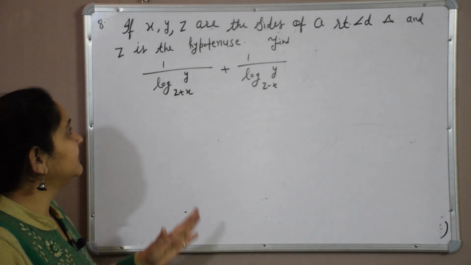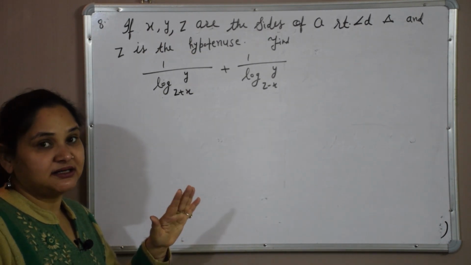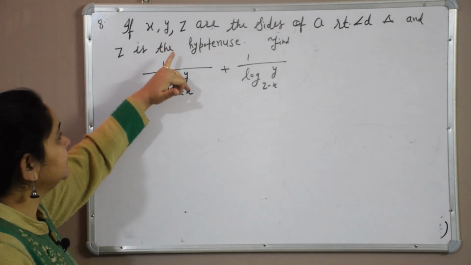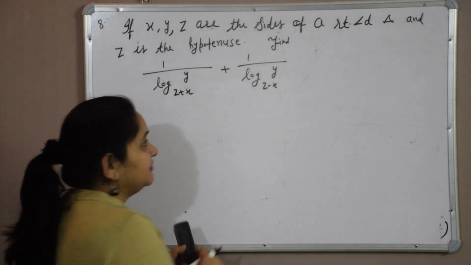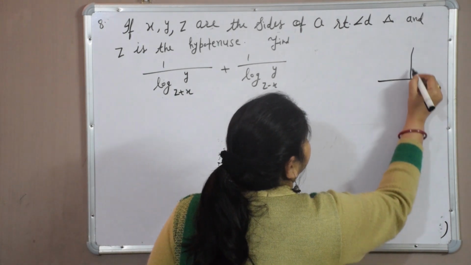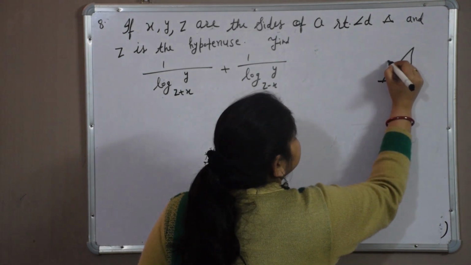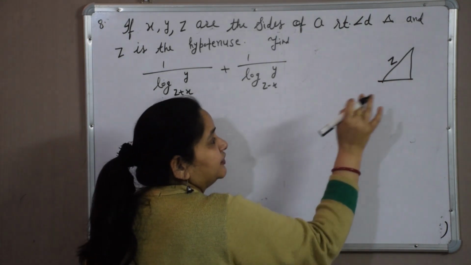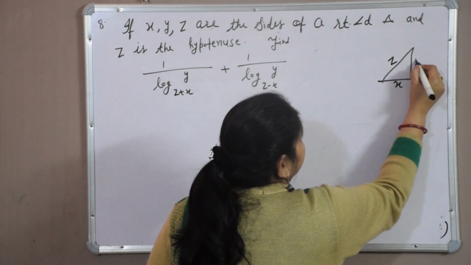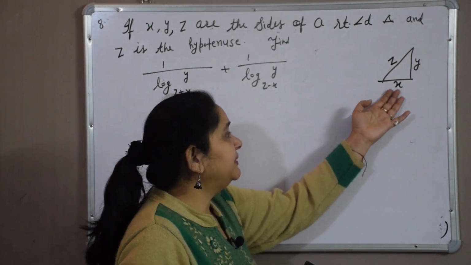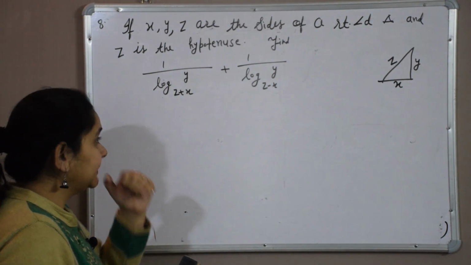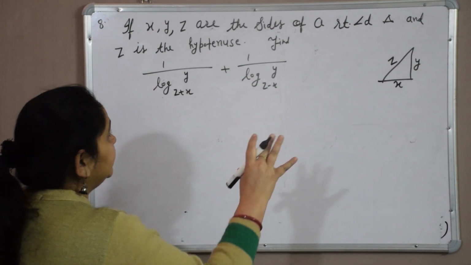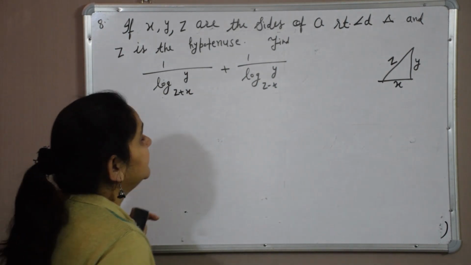We have a right angle triangle and its sides are mentioned x, y, z, and z is the hypotenuse. The longest side is the hypotenuse. See, this is a right angle triangle. Here it is mentioned that z is the hypotenuse. The other two sides can be x, y. There is no problem. It can be x, it can be y. So the third side is automatically given. This is the right angle triangle and z is the hypotenuse.